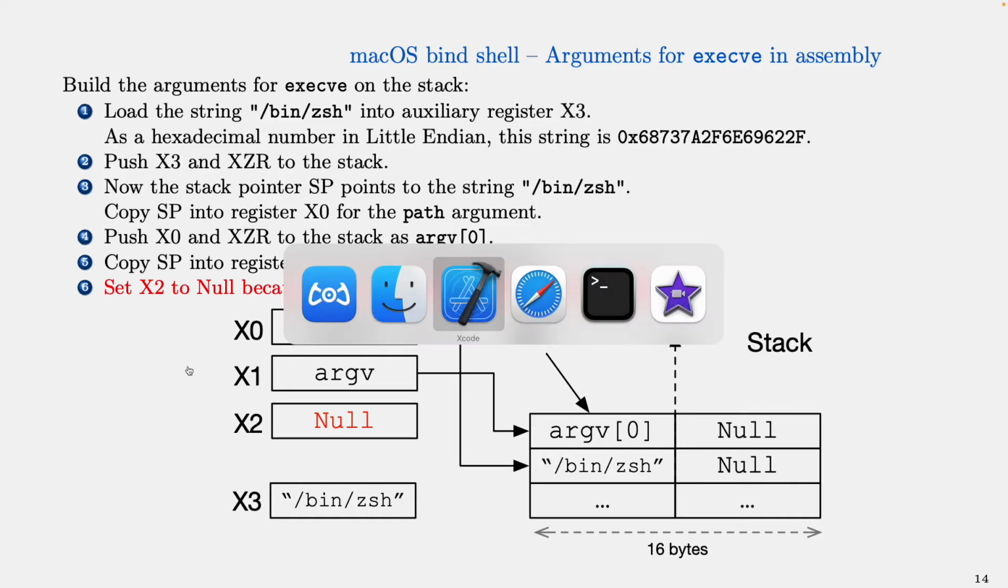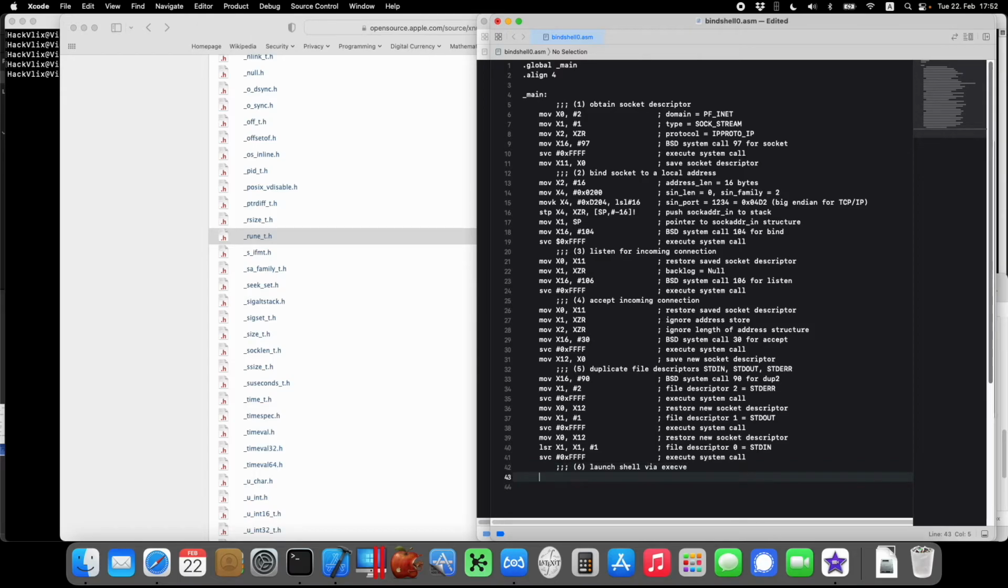Okay, so we implement this in assembly now. First we use x3 as our auxiliary variable, and now I directly write the value of the string for the Z shell into this register in hexadecimal. If you do this yourself, you have to look up what the hexadecimal values of the individual characters in the string are. And this is little endian convention. Since we can only move 2 bytes at a time, we have to use the movk instruction, the move with keep instruction again. So we do this in 4 moves.